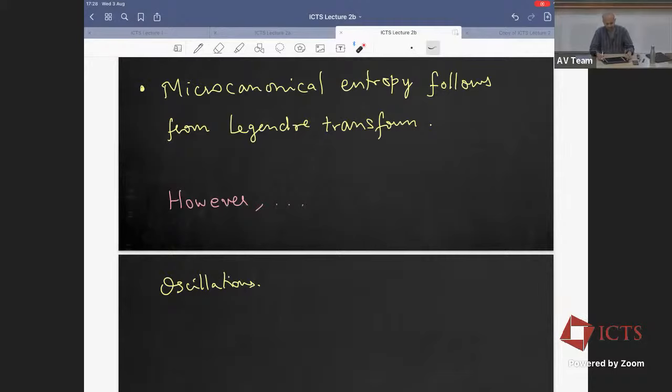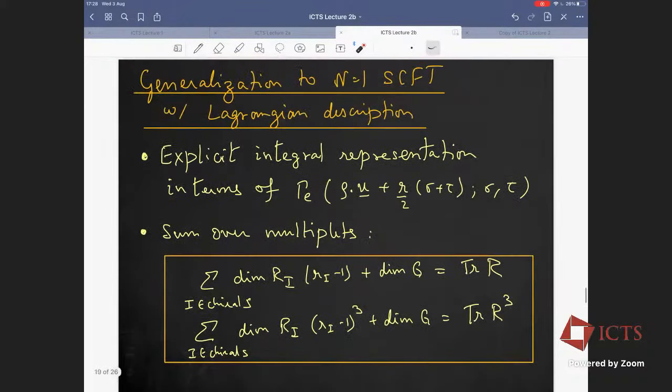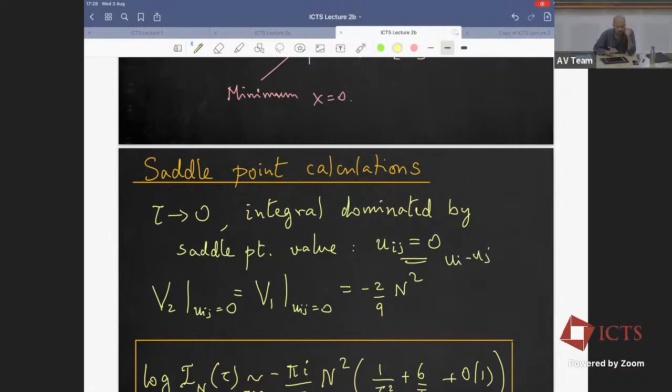Yes, please. Hi. This small u_ij equal to 0, you've said, is a saddle point. So the small u_ij is what? It's the difference of eigenvalues? Yeah, sorry, I should have said that, yes.